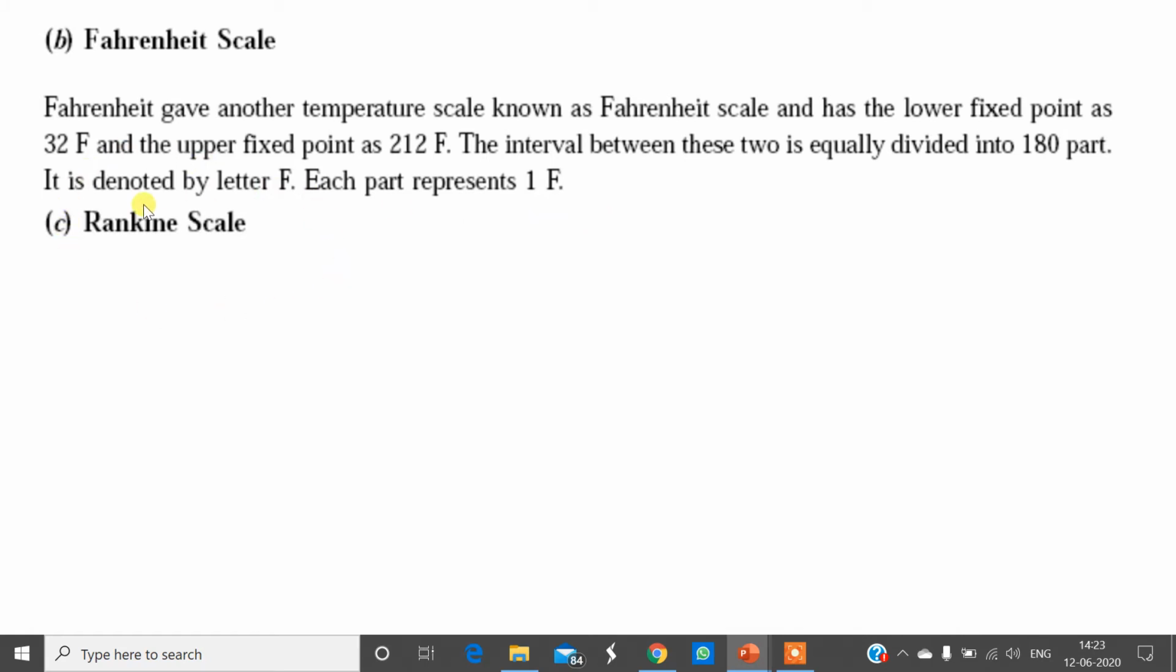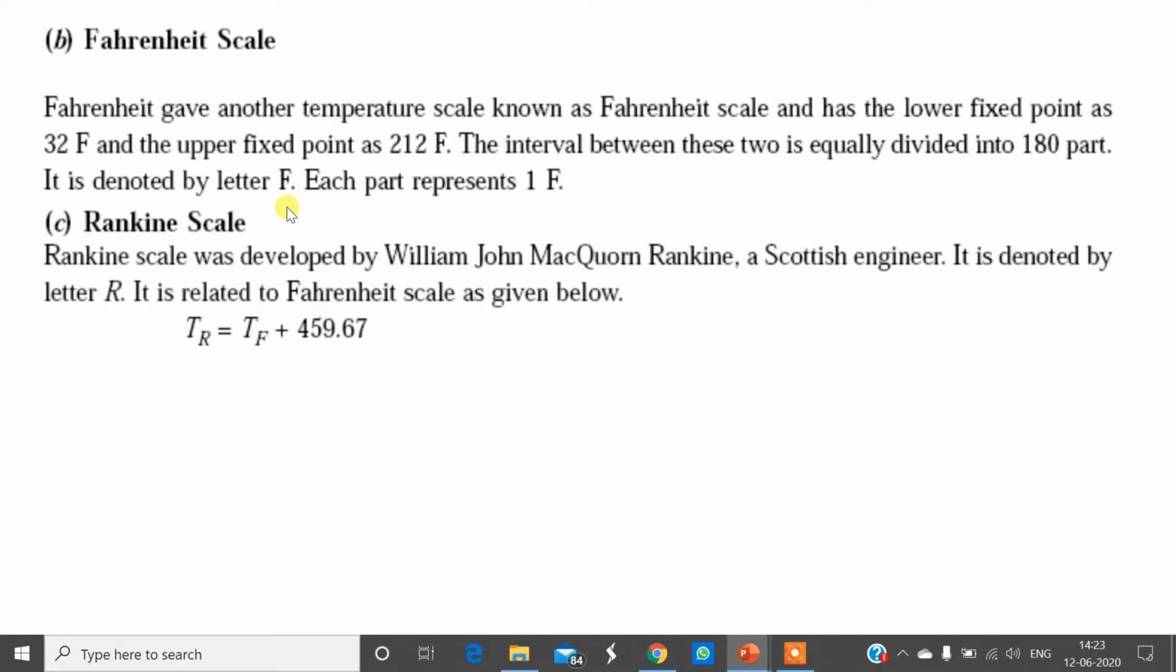Third, the Rankine scale. The Rankine scale was invented by William John Macquorn Rankine. This is the name of the inventor. He was a Scottish engineer. The temperature in this scale is represented by capital letter R. It is related to the Fahrenheit scale as temperature in Rankine is equal to temperature in Fahrenheit plus 459.67.